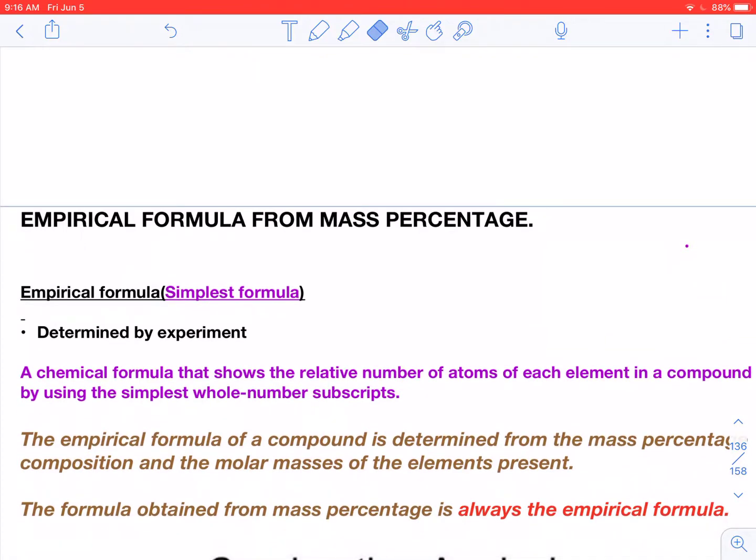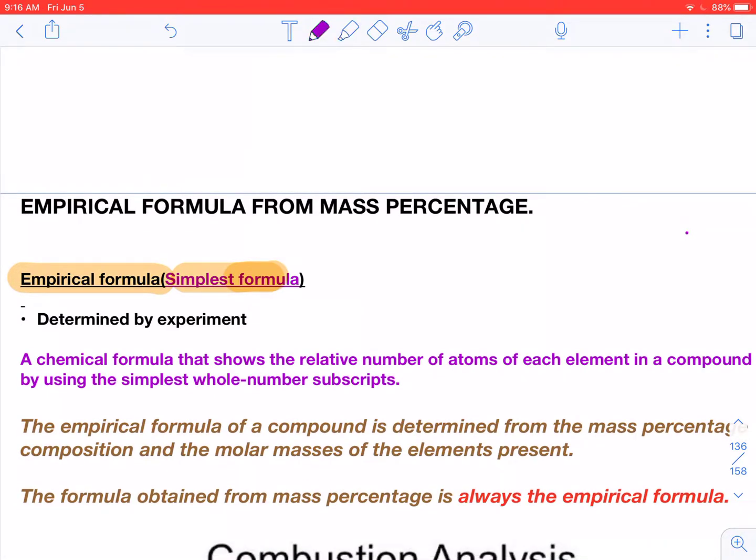So here now, we have the empirical formula. So what's an empirical formula? Empirical formula is the simplest formula, right? What does that mean? I'll explain to you now. Firstly, also an empirical formula is determined by experiment and by observation, right?